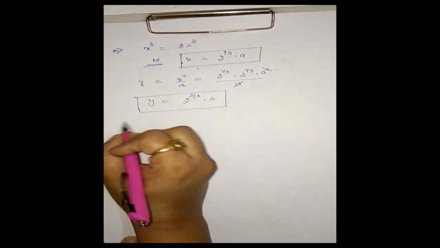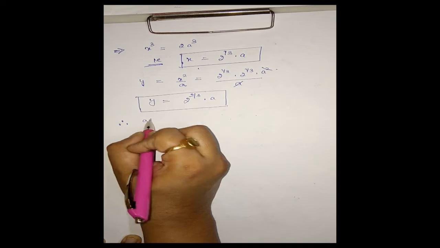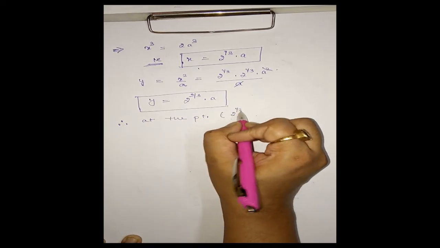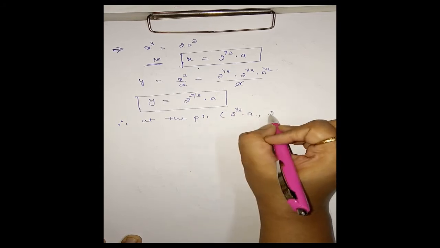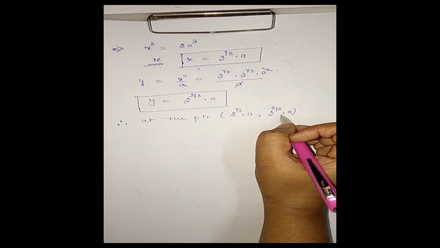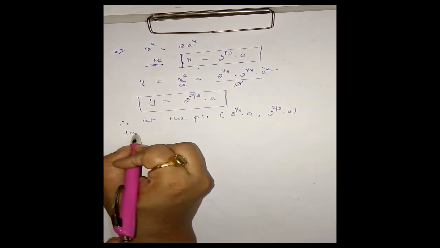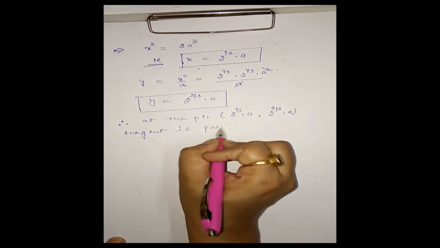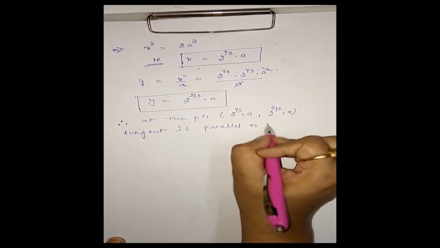Therefore at the point (2^(1/3) a, 2^(2/3) a), the tangent is parallel to the x-axis.